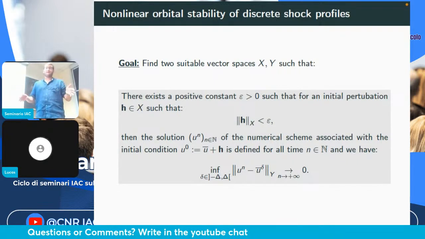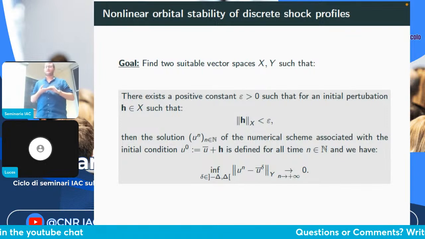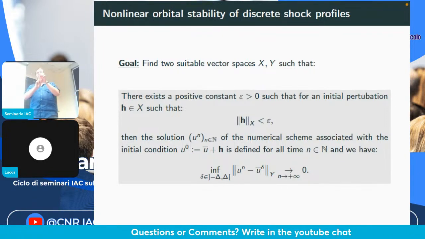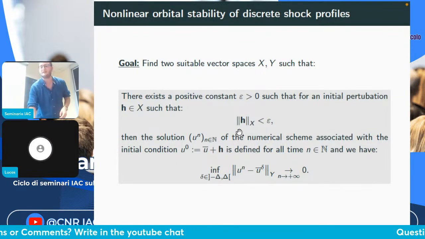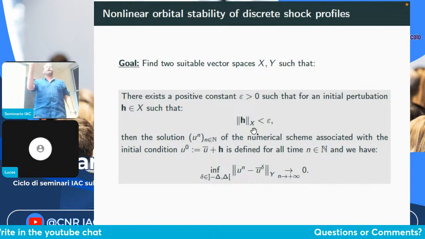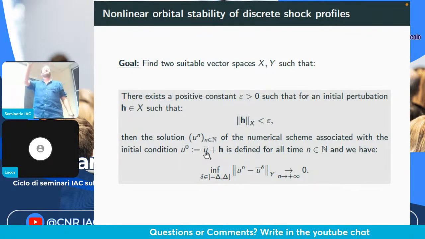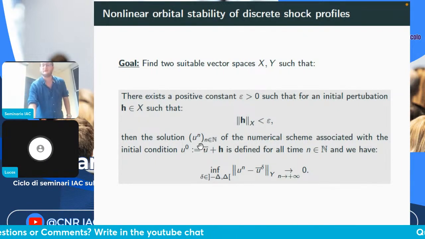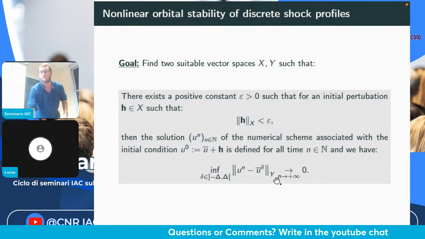Now, let's talk about stability, which is the main subject of the presentation. What is nonlinear orbital stability? The goal is to find two vector spaces, X and Y, such that if you take an initial perturbation h that must be small in X, then if you consider the solution which is equal to your reference discrete shock profile plus this small perturbation, the associated solution must tend to be close to the set of all discrete shock profiles in the Y norm.